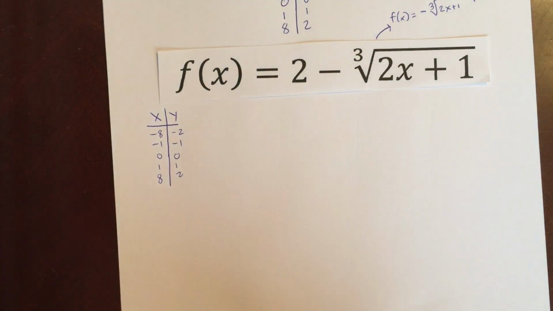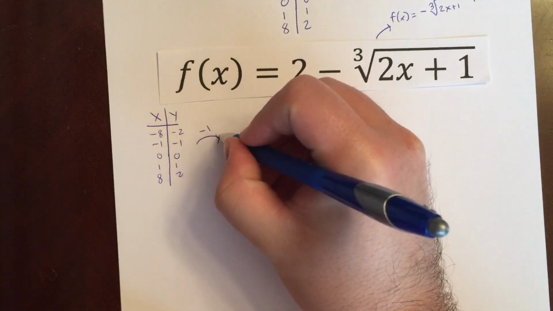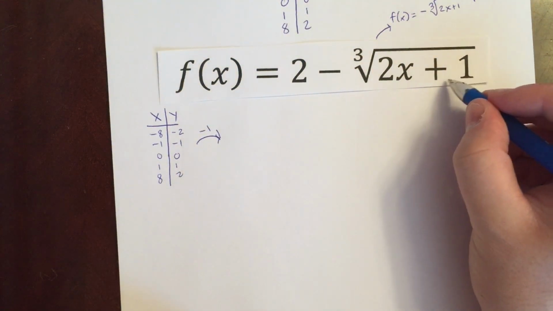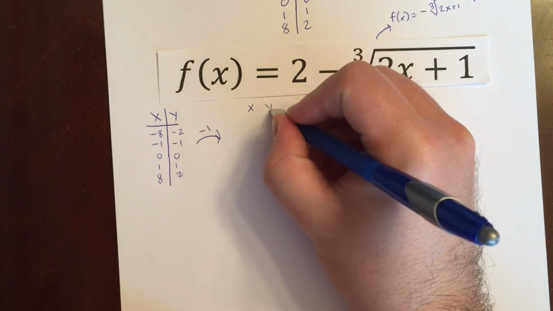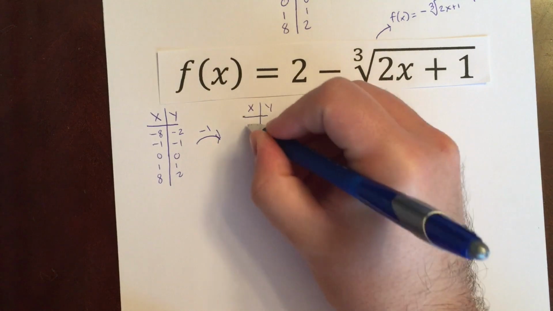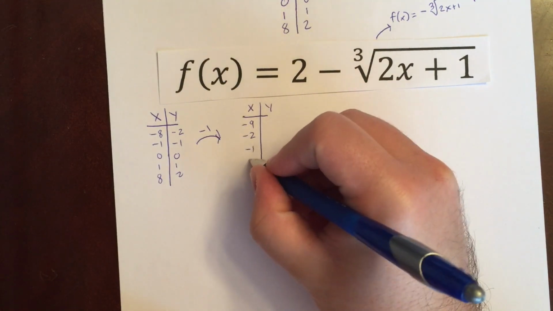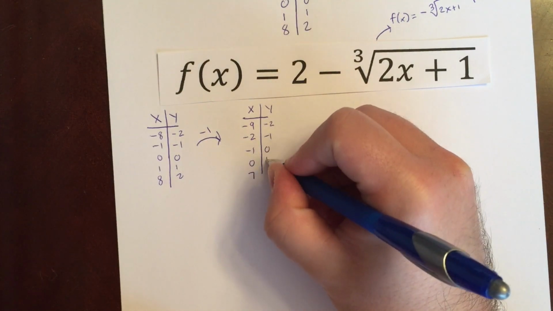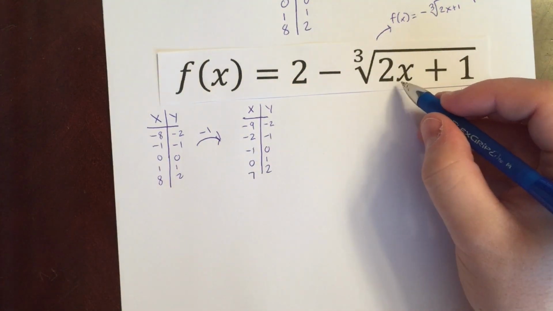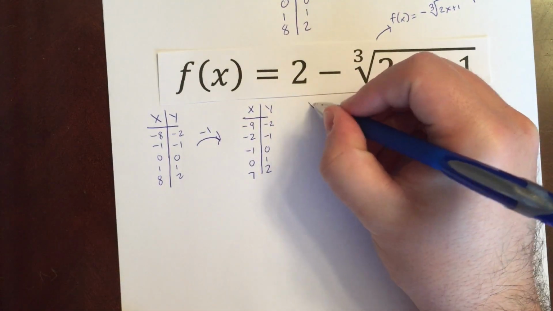Okay, and then we are going to subtract 1 from the x values, because adding 1 here means we're going to take the x values and subtract 1 to find our corresponding points. So I get negative 9, negative 2, negative 1, 0, 7. And then we are going to multiply by a half for all the x values.